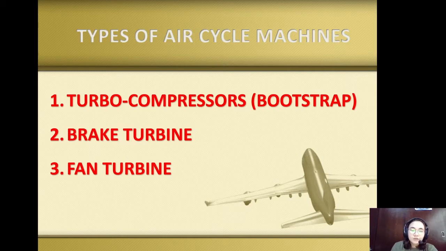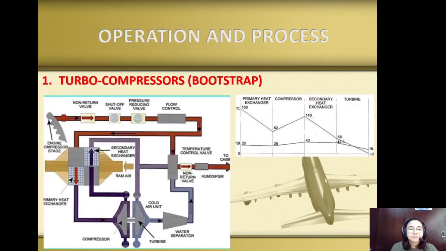The turbo compressor or bootstrap, the brake turbine, and the fan turbine. Once a system has been started by some external power source, the working fluid sustains the process on a self-sustaining basis. Such a system is known as a bootstrap system. A gas turbine engine, once started, sustains a bootstrap operation because the turbine continues to drive the compressors that feed air to the engine.